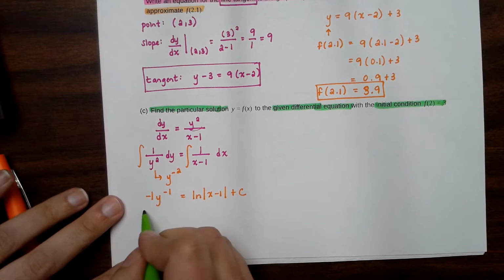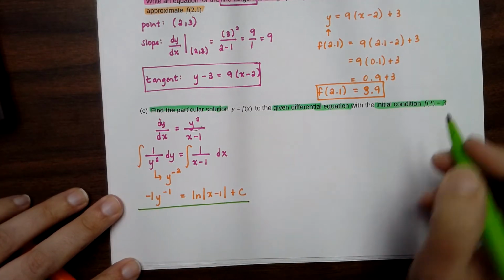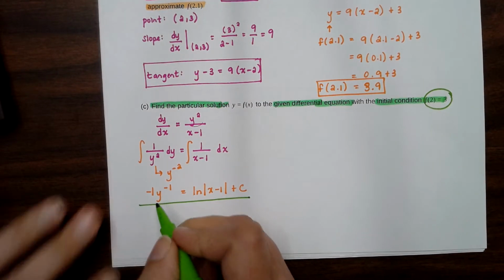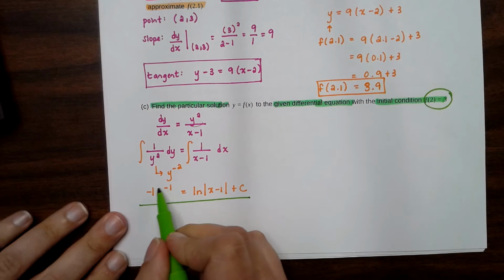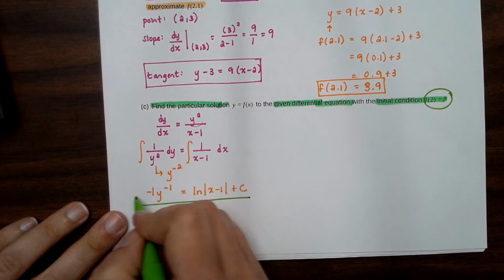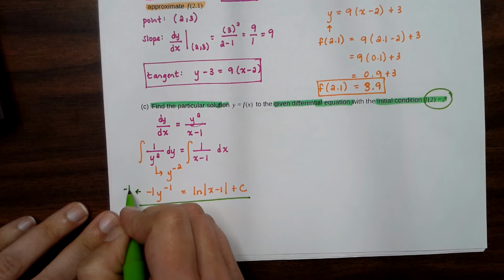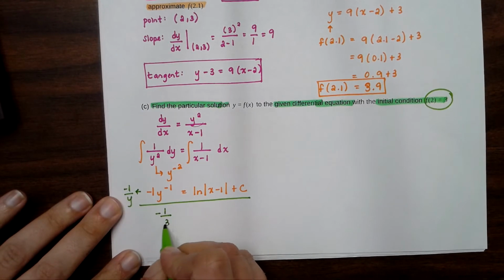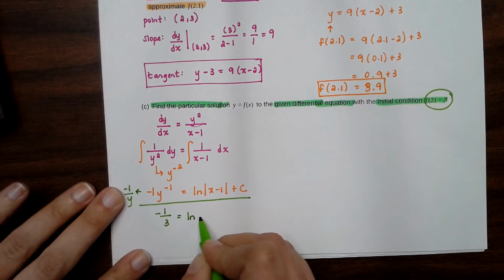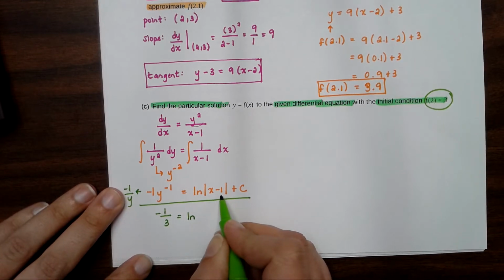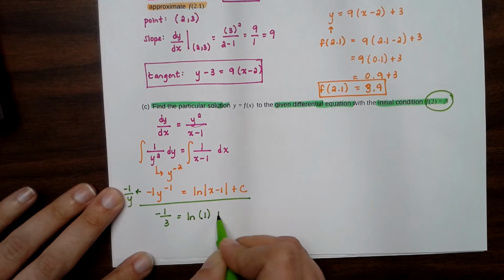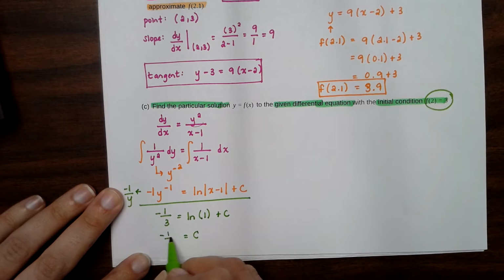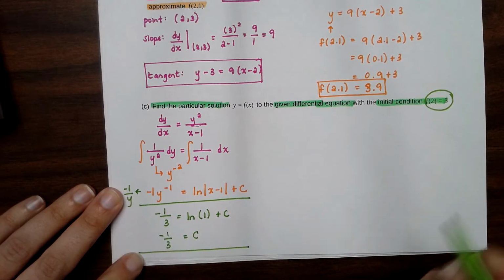Now I'm going to take a detour, and I'm going to go ahead and find the value of c using the initial value from the instructions. So one thing that I always find easier when I'm actually going to plug in numbers is to rewrite negative exponents as fractions. So I'm going to think about this as negative 1 over y. When I plug in my number, I'm going to have negative 1 over 3 equals the natural log of 2 minus 1. Now 2 minus 1 is just 1, so I don't need the absolute value anymore. The natural log of 1 is 0, so I'm going to have c equals negative 1/3. That's my detour to find my c.